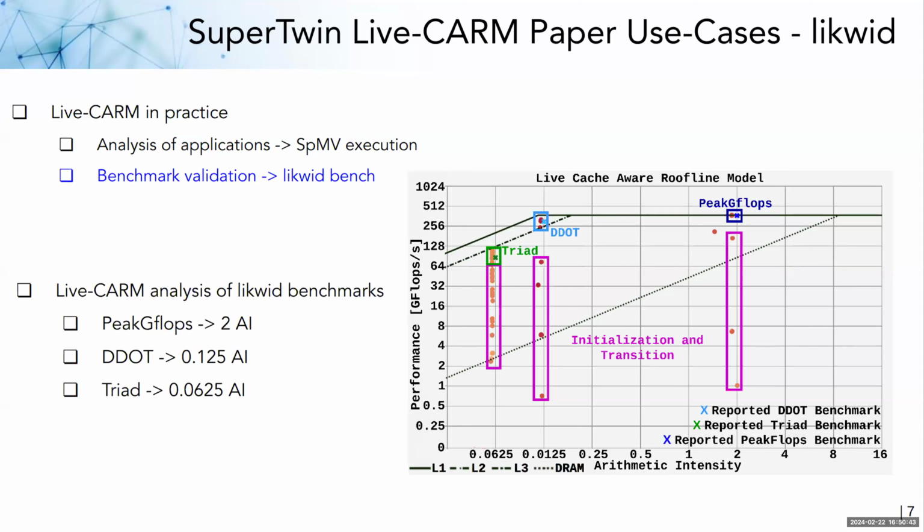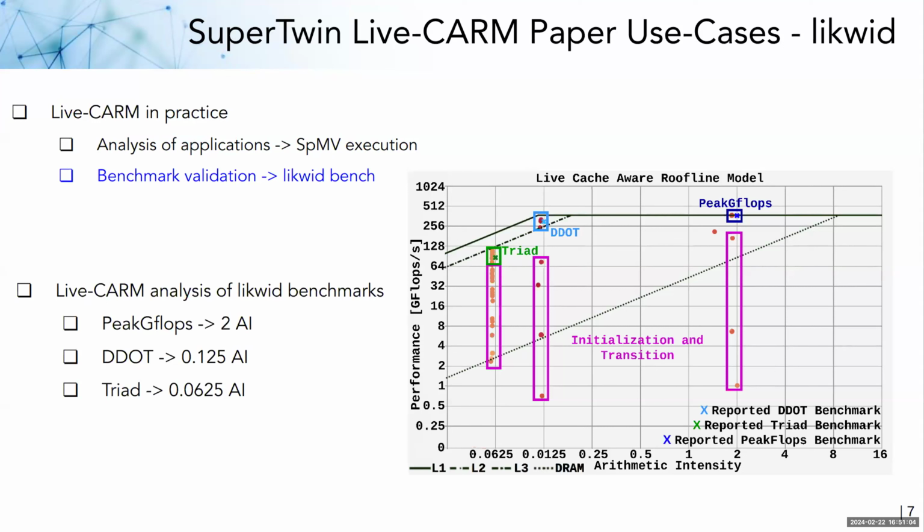So the different colored X's represent the theoretical arithmetic intensity of each of the benchmarks. And as you can see from the dots in the live CARM, they are pretty much spot on. So this shows us how the live CARM can still be very accurate, even when handling live data.